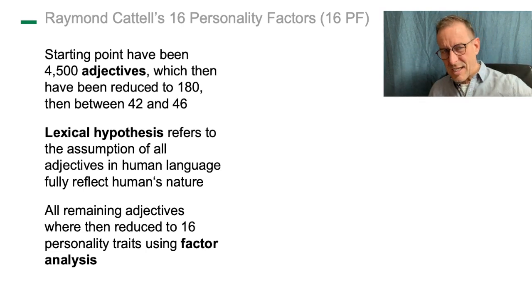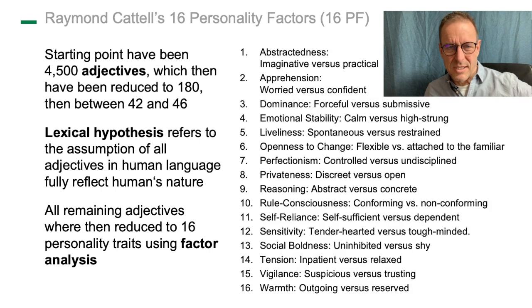And Raymond Cattell came up with 16 different factors, and that's why it's called the 16 personality factor model. Things like abstractedness, apprehension, dominance, emotional stability, liveliness, openness to change, and all these kinds of things. And that was one of the first attempts in that direction, using factor analysis.